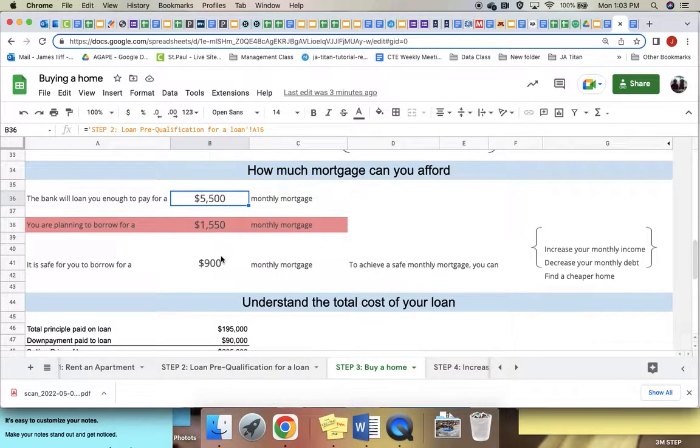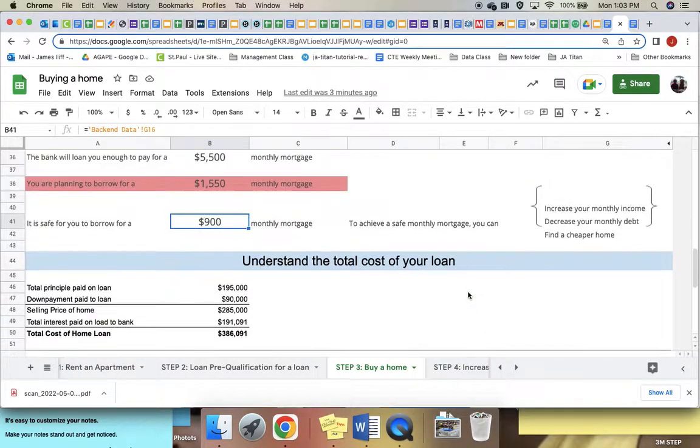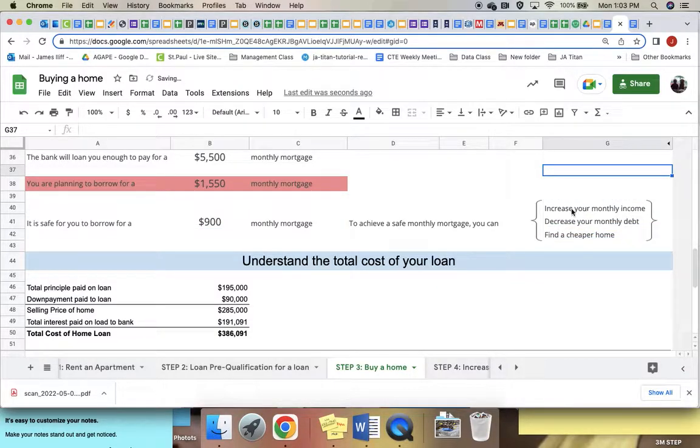But there's a safe number, and that safe number, given all of your information, is $900 a month. So this is just saying to them, hey, you can buy this house for this amount, but it's safe if you knock it down a bit. And it gives them some ways to achieve a higher mortgage rate: increase their monthly income, decrease their debt, or find a cheaper home.